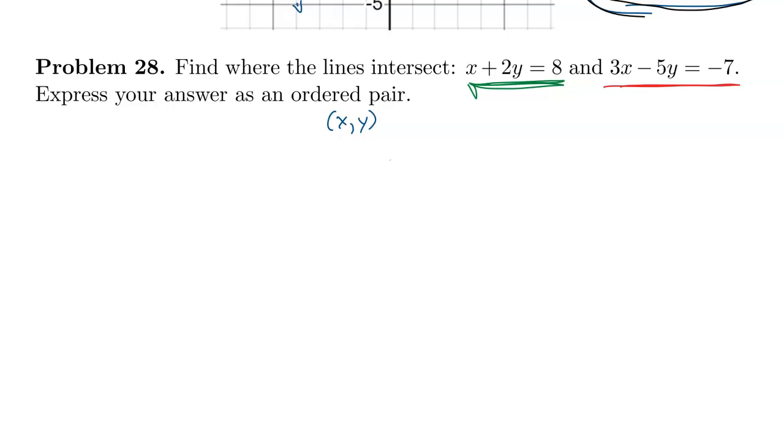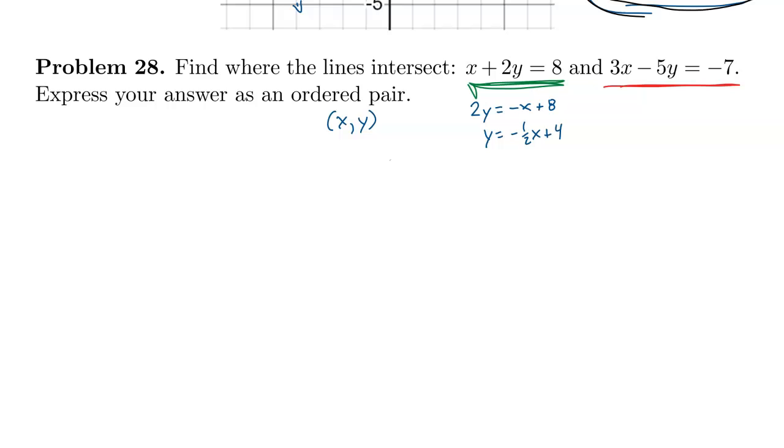They're given to us in standard form. To create graphs, we can rewrite them in slope-intercept form. So this first line, I can rearrange it by subtracting x to the other side. So I get 2y equals negative x plus 8. And then dividing by 2 gives me y equals negative 1/2 x plus 4.